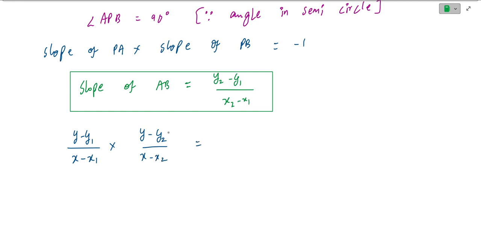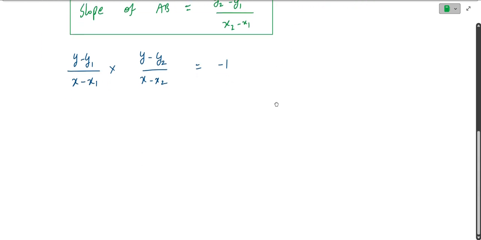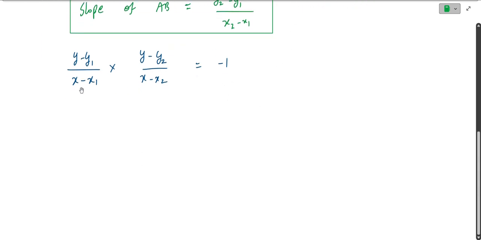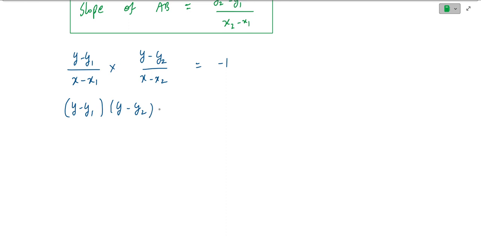So the slope of PA multiplied by the slope of PB should be equal to -1. So now what I have to do is transpose this denominator, x minus x1 times x minus x2, to the right hand side. So on the left hand side I get y minus y1 into y minus y2. On the right hand side I already have -1, so to this I will be getting x minus x1 multiplied by x minus x2.